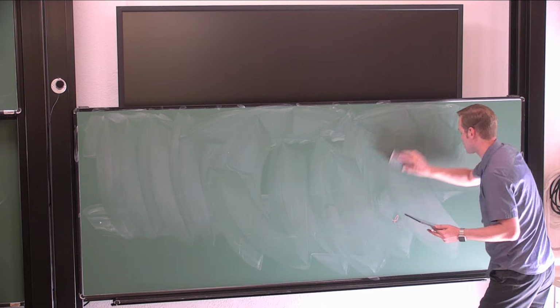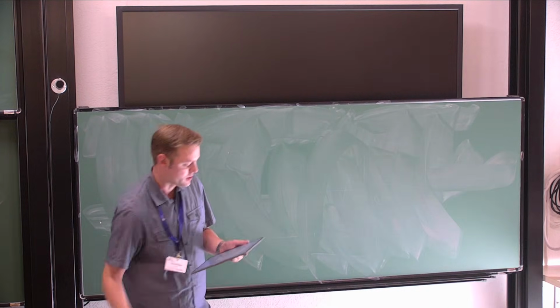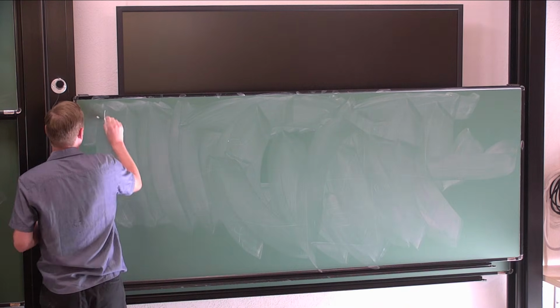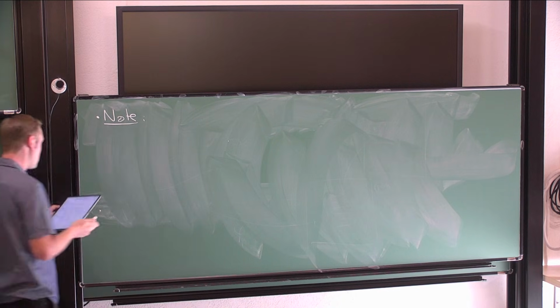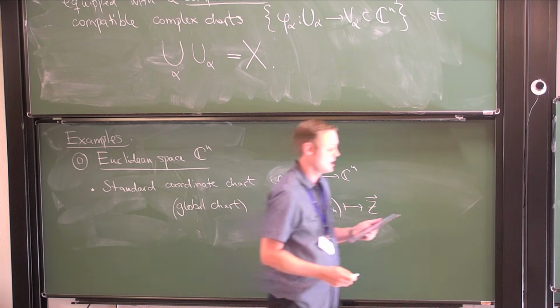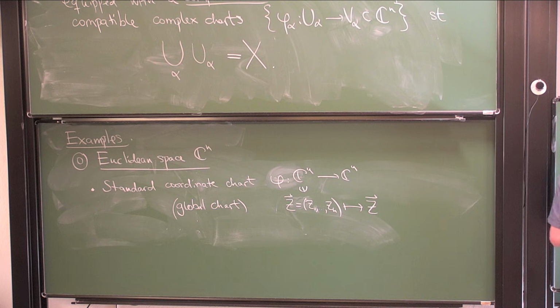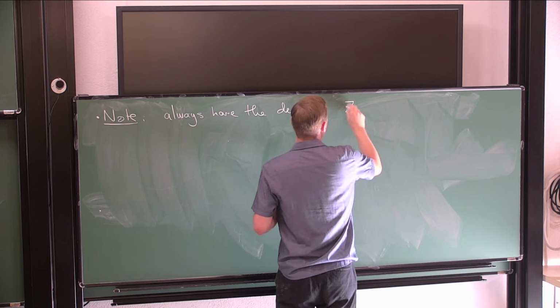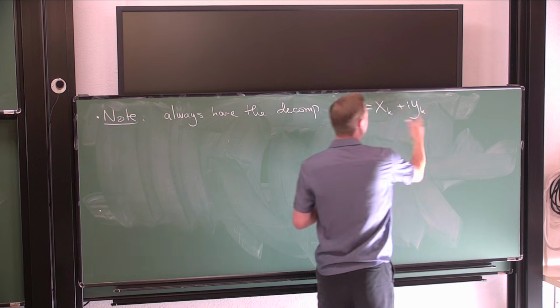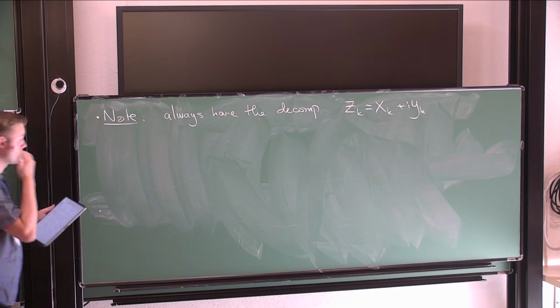There's another structure that I want to mention right away, which we'll use a little later in the course. One thing you can note is that all these coordinate components, z_i, you can always decompose them into the real and imaginary parts. So we always have the decomposition z_k = x_k + i y_k, where these x and y are the real coordinates.